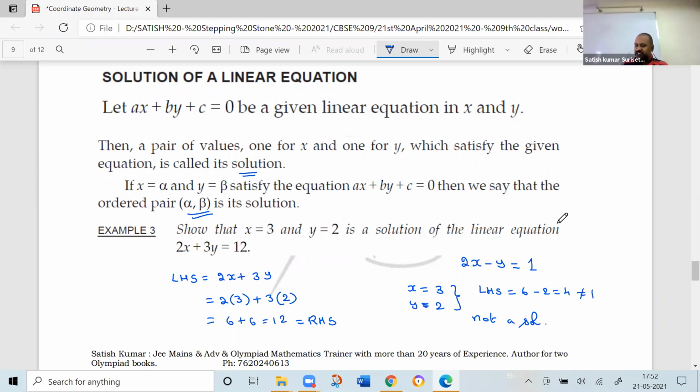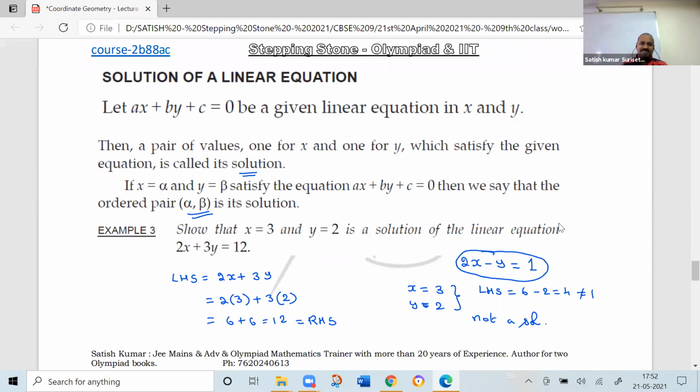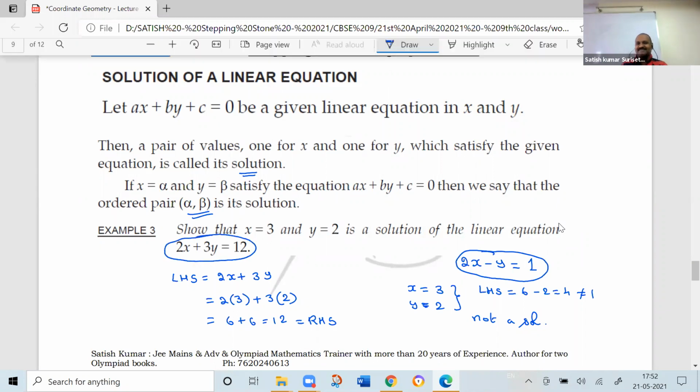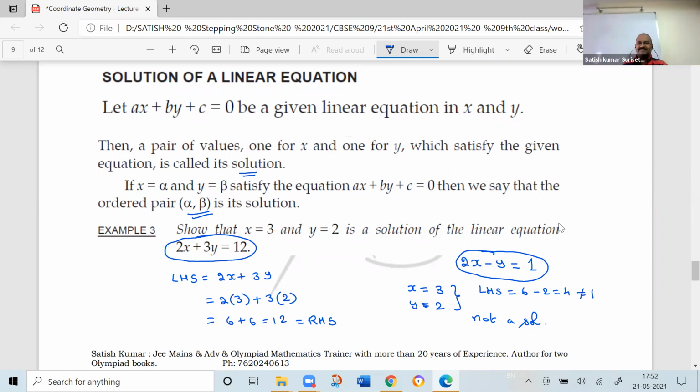So how many solutions can you find for such type of linear equations in two variables? Tell me. So 2, only 2? I'm not sure, sir. You can have infinite solutions. Why infinite solutions? Because you can substitute some value of x and calculate the value of y. So that's why you will get infinite solutions.